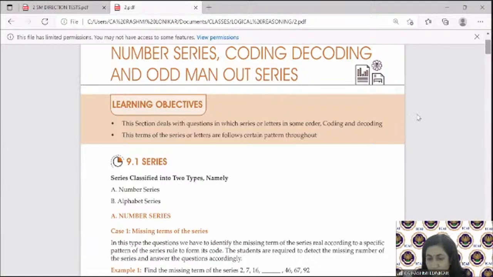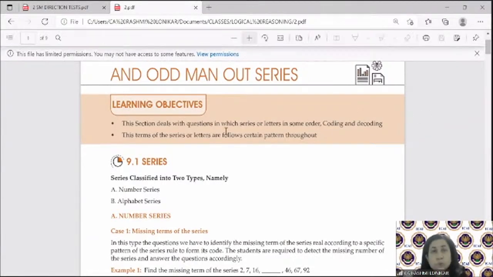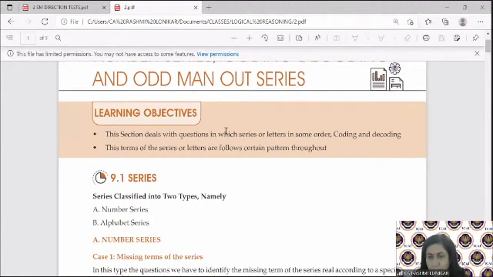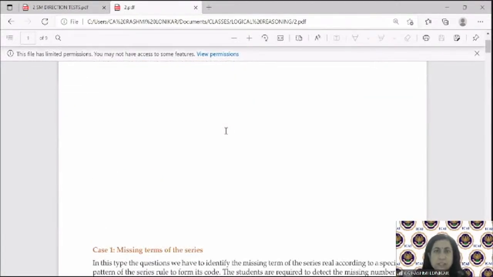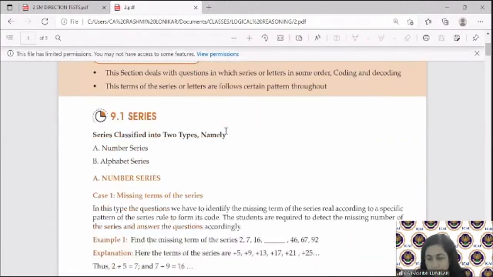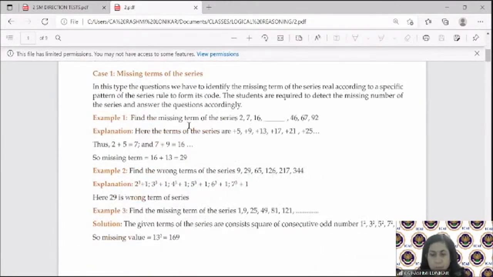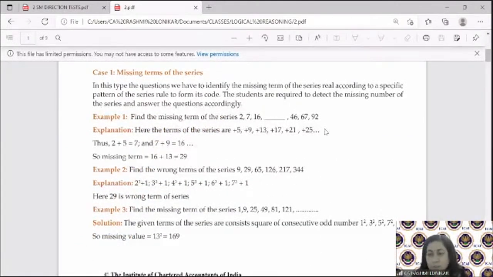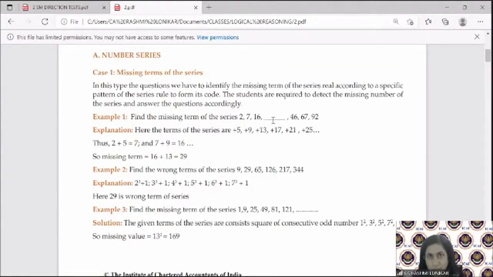As I told you, there are two types of series. One is the number series and one is the alphabet series. In the number series, for example in example 1, they will give you numbers and ask you to fill in the blanks, where one number is missing. So how do we do it? We will see the various methods in which we can do that.